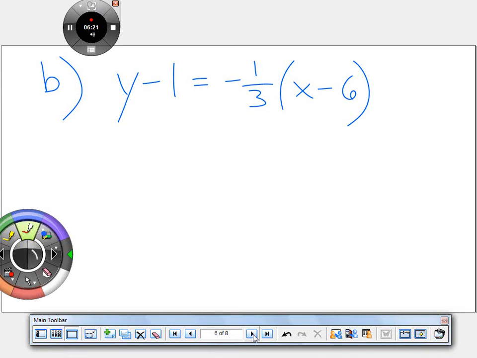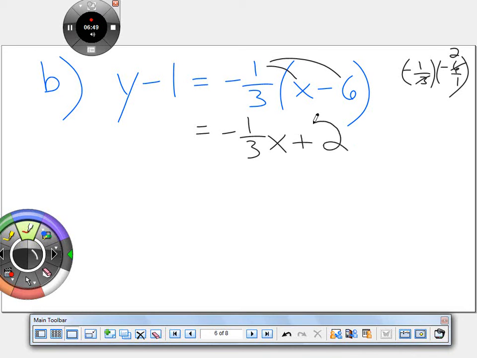Okay, let's try another one. So this one, a little bit harder, but same deal. You distribute, so we get negative 1/3 x. And then when you multiply 1/3 times 6, maybe off to the side you can do it. So you got negative 1/3, and you got that multiplied by negative 6. What will happen is the two negatives will be positive, and then the 3 will cancel with the 6. So it'll be 2. So it's going to be a positive 2. And then we have y minus 1.